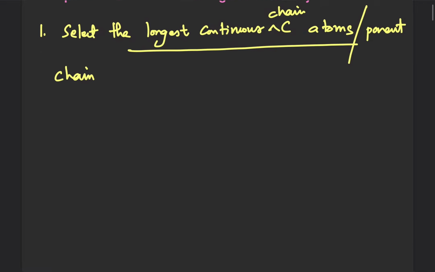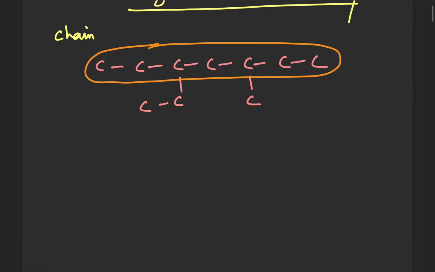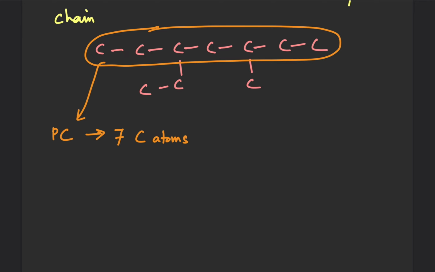So in our case, the organic compound given to us is this one. Obviously this is going to be our parent chain, because it's the longest chain, which contains 1 2 3 4 5 6 7 carbon atoms. So this is our parent chain, and it consists of 7 carbon atoms. The branch chain alkane is then named as a derivative of the parent chain. Therefore our compound is named as a derivative of heptane.